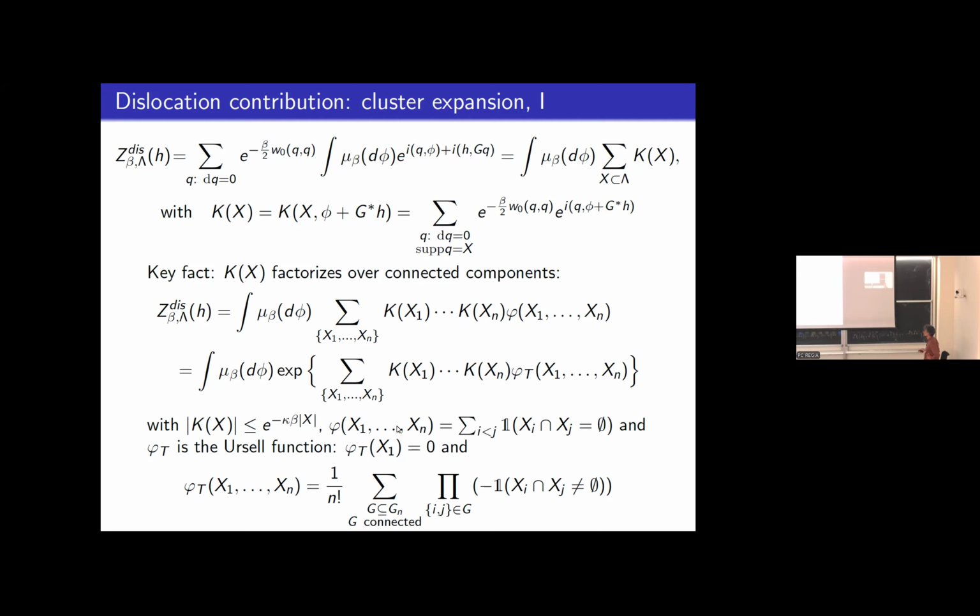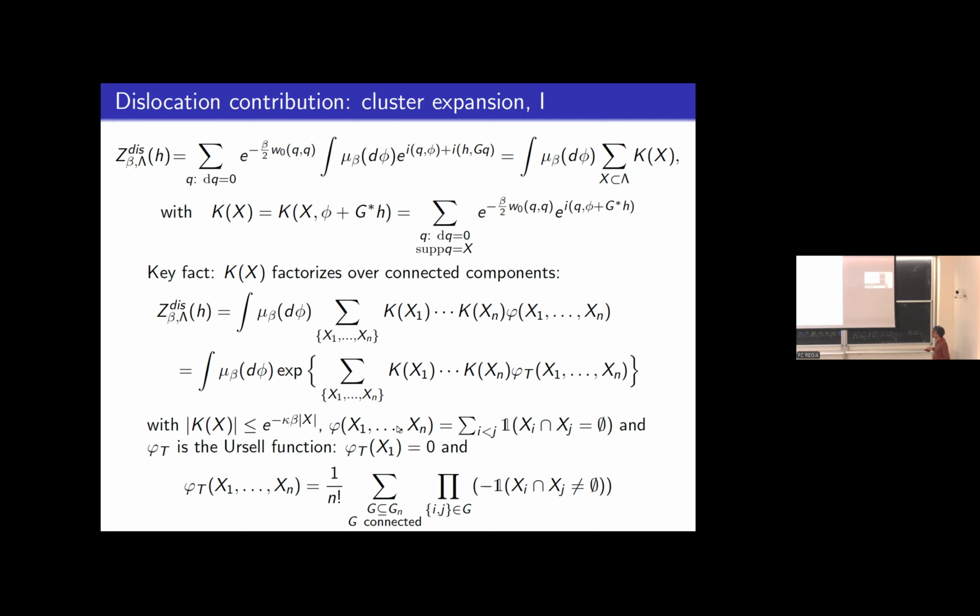Sorry, this is 1. This is a typo. Phi t of x1 is equal to 1, and phi t of a collection of connected component is equal to an explicit factor. An important feature of this explicit factor is that it is non-zero only if x1, x2, xn form overall a connected group. So this is why this is called cluster expansion.